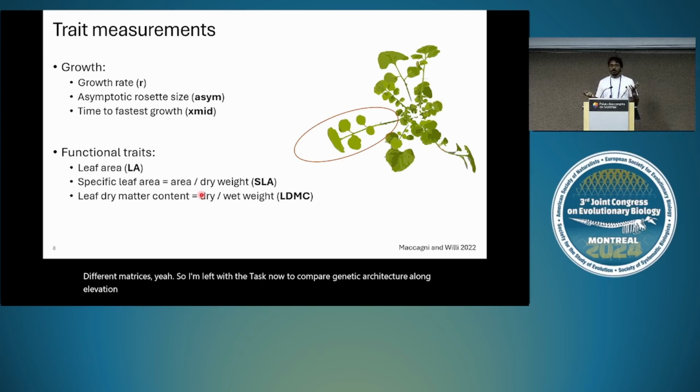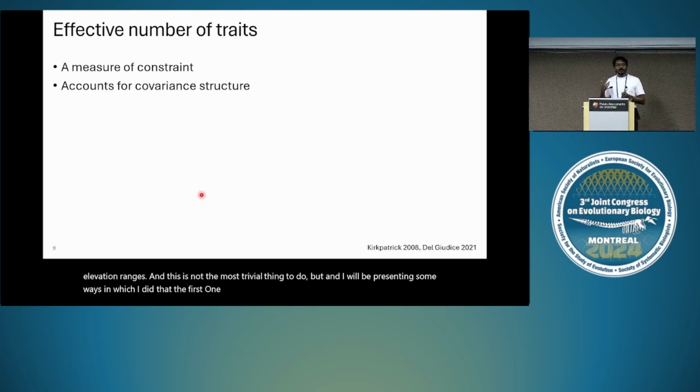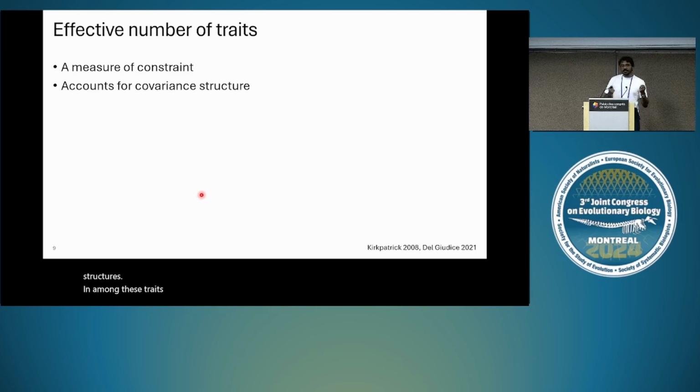And this is not the most trivial thing to do, but I will be presenting some ways in which I did that. The first one is the effective number of traits, or the effective dimensionality. This is somewhat a direct measure of constraint that accounts for covariance structures among these traits. What this is basically is that you can decompose your data into the smallest number of n orthogonal dimensions wherein trait variation is distributed equally.